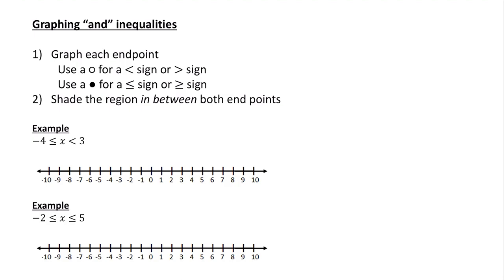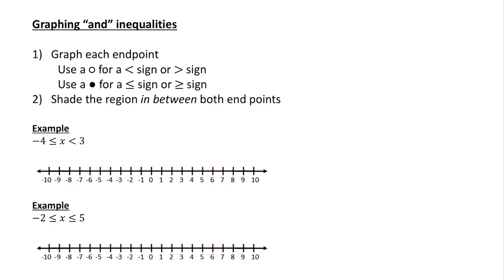So let's start off by talking about and inequalities. So how do we graph and inequalities? You're going to start off by graphing each endpoint, and the rules of endpoints are going to be the same. So open circle for a less than or a greater than, and a filled in circle for a less than or equal to or greater than or equal to.